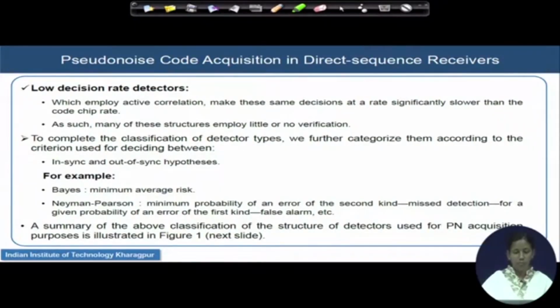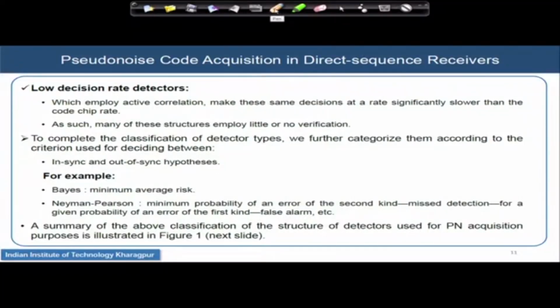Whereas the low decision rate detectors also do the same thing, but at a very slow pace, definitely slower than the code chip rate. Many of these low decision rate detectors are active correlator based architectures, and they are not hardware intense. Remember, these low decision rate detectors also give you very high performance at the detection level. I mean, the false alarm rate will be less.